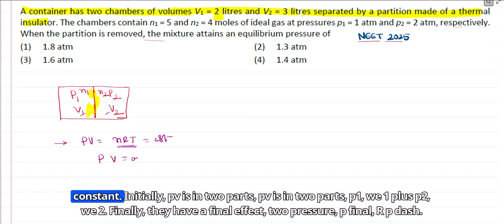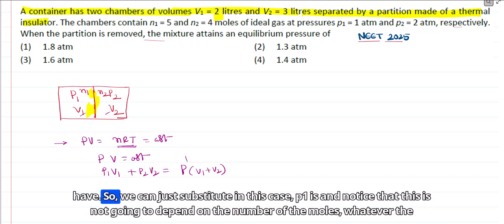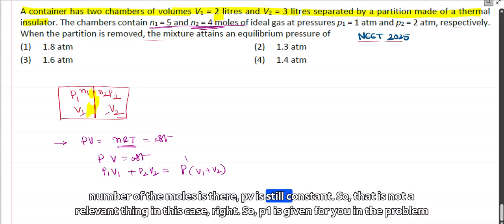So PV is constant. Initially PV is in two parts, P1 V1 plus P2 V2. Finally, they have a final effective pressure P final or P dash, and once that thermal insulator is eliminated, both of them will share the combined volume V1 plus V2. So we can just substitute, and notice that this is not going to depend on the number of moles. Whatever the number of moles is, PV is still constant. So that's not a relevant thing in this case, right?